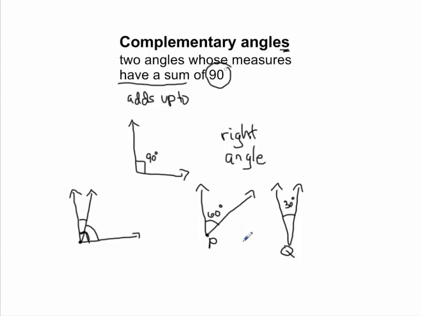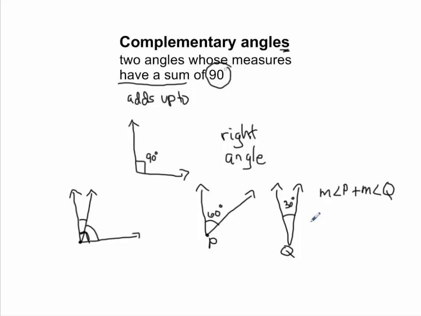So if I asked you, are these angles complementary, then the real question I'm asking is, do these two angles' measures add up to 90 degrees? So I can check. Well, let's see. The measure of angle P plus the measure of angle Q. What do those two angles' measures add up to?